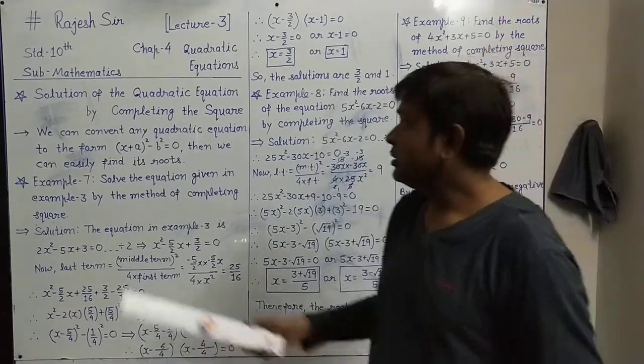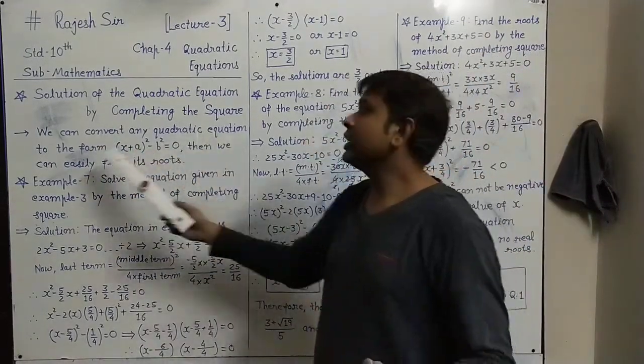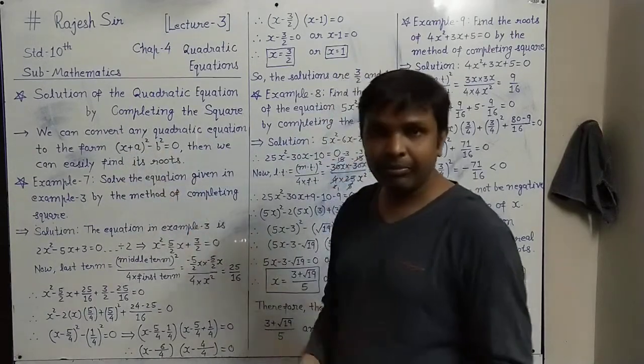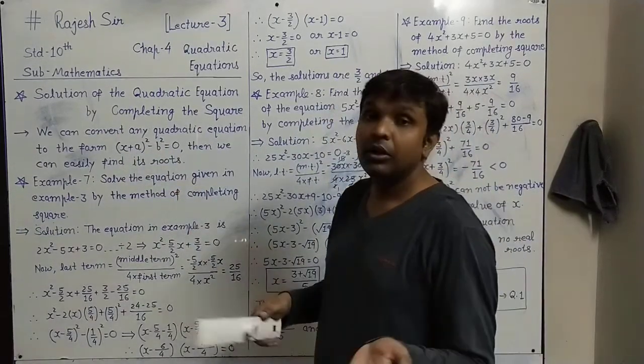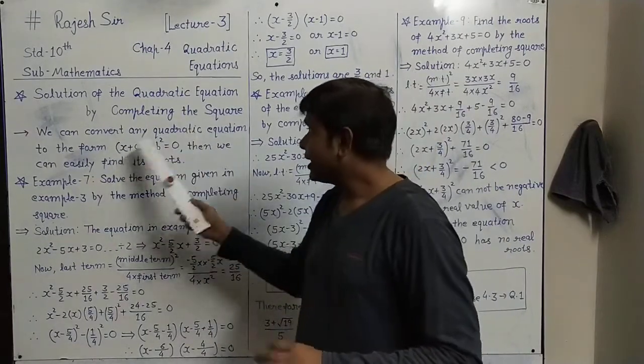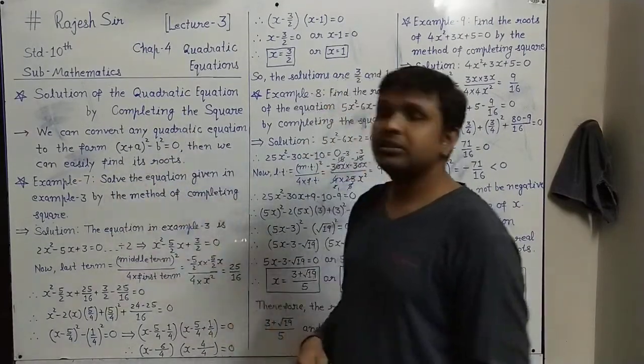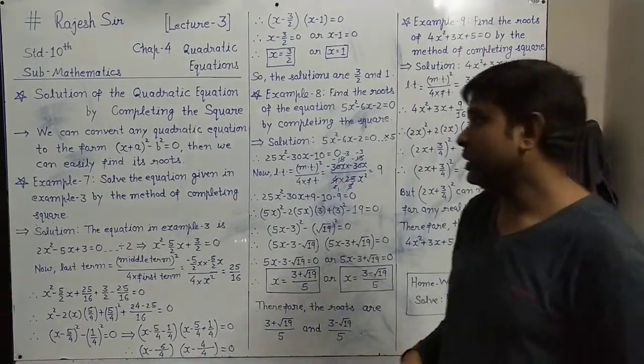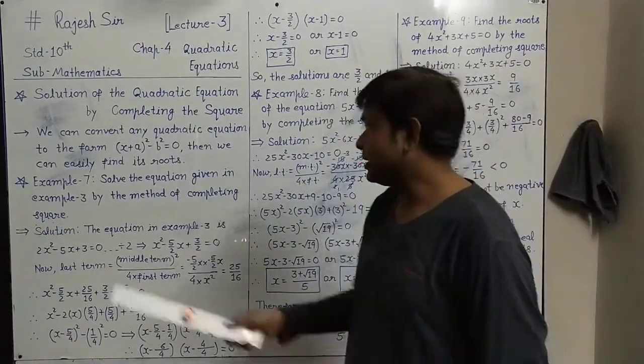What is it? We can convert any quadratic equation in the form of (x plus a) the whole square minus b square equal to 0 type. First you have to convert the given quadratic equation in this form, and then we can easily find its roots. In this, these are the steps we have to follow. And let's see how to do it in example number 7.